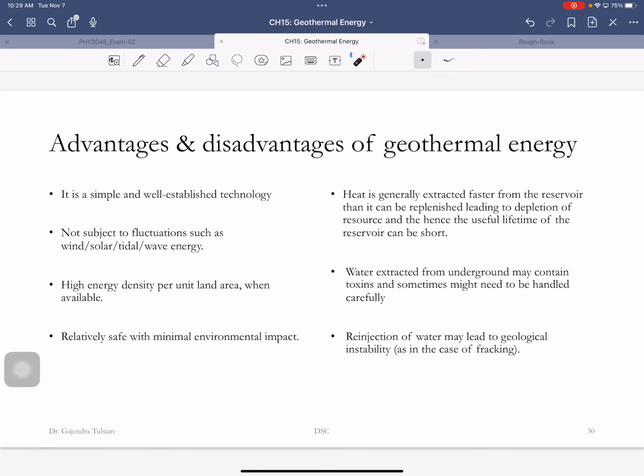So, advantages and disadvantages of geothermal energy. High energy density per land area when available. It's a simple and well-established technology. And it's relatively safe with minimal environmental impact. So you'll harness it when you can. Reinjection of water may lead to geological instability, and as in the case of fracking, those are the tremors that cause problems.